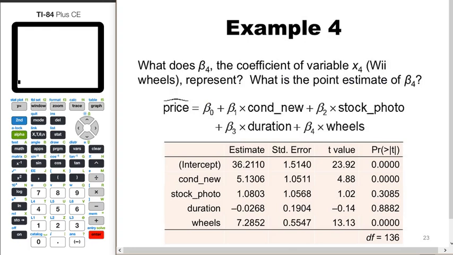All right, so what do some of these numbers mean? What is beta 4? That's the coefficient that goes with the wheels. So this number right here is b4. Okay, let's go back to the question. What does beta 4, the coefficient of the variable x4, represent? Well, beta 4 would be basically how much you can expect to pay per wheel. The variable wheels is the number of wheels that are included with the auction. So beta 4 would be how much more you can expect to pay per wheel for that auction. And the point estimate is what you get from the table. So b4 is the point estimate. But in terms of what beta 4 represents, it's what you can expect to pay per wheel on average.